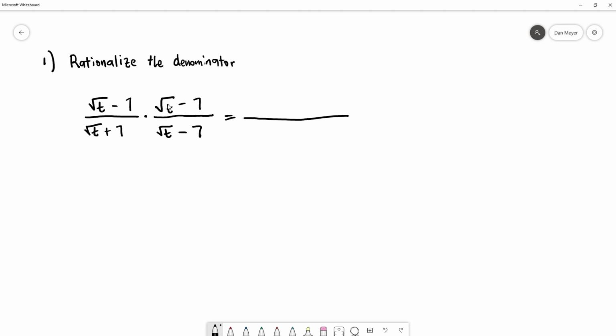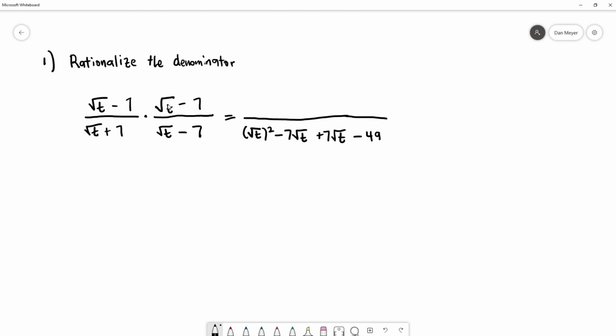When I FOIL the bottom, when I multiply the first terms, I get root t squared. When I multiply the outside, that's minus 7 root t. We multiply the inside, that's plus 7 root t. And then the last is minus 49. We will do something similar on top.